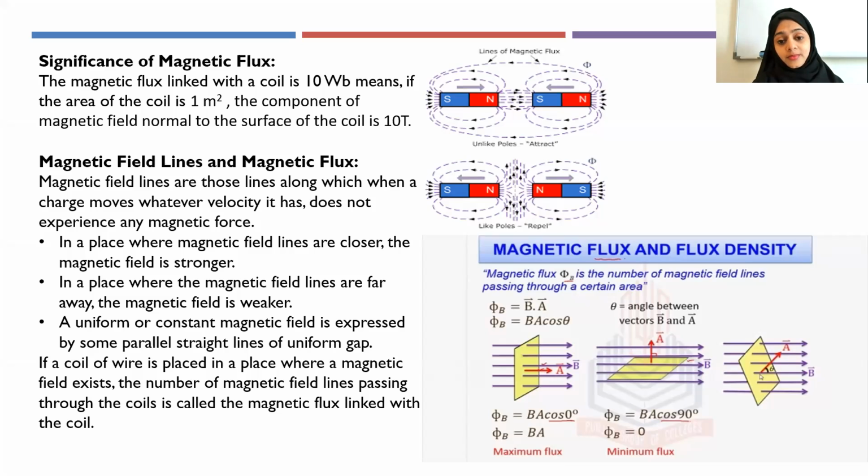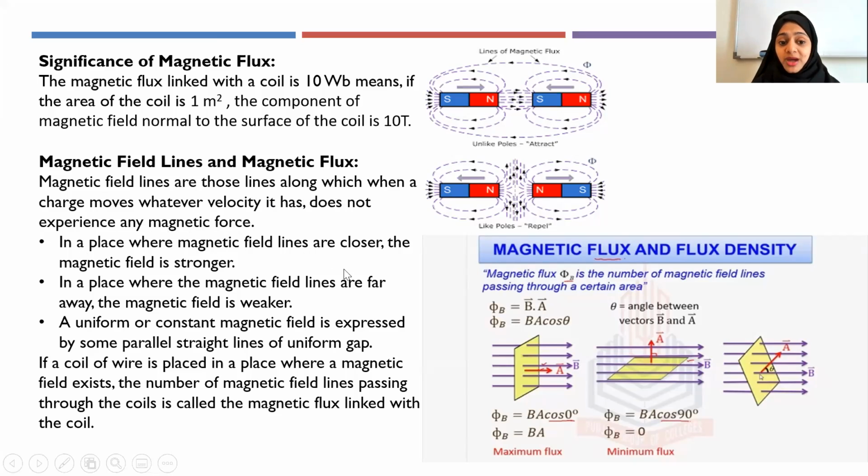So in practical life will there be any force? There may be gravitational force. That's all. Magnetic force will not be there. So the magnetic field lines are those lines along which when a charge moves, whatever velocity it has, does not experience any magnetic force. See, they have particularly told magnetic force will not be there. So those lines are called magnetic field lines.